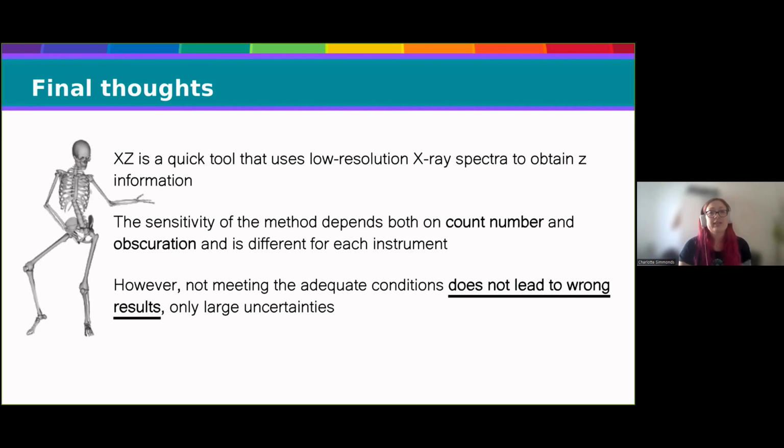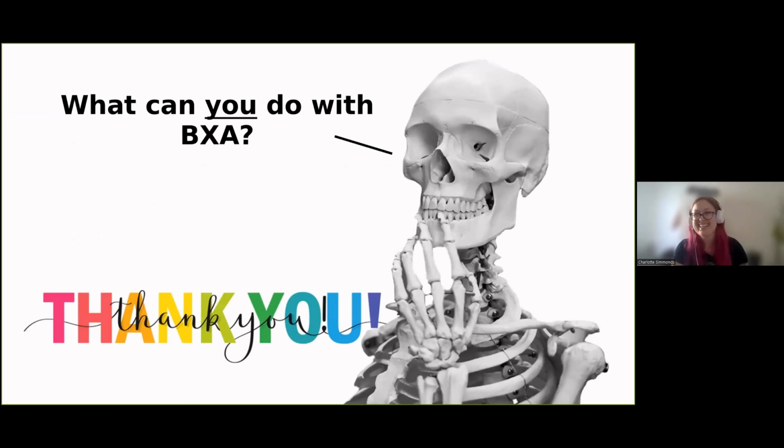But one of the very nice things is that if you don't have the right conditions, it doesn't mean you're going to get a wrong result. You're probably just going to get a really large error bar, or you're just not going to get any redshift information from it. So having said that, I'll just leave you with this. What can you do with BXA?